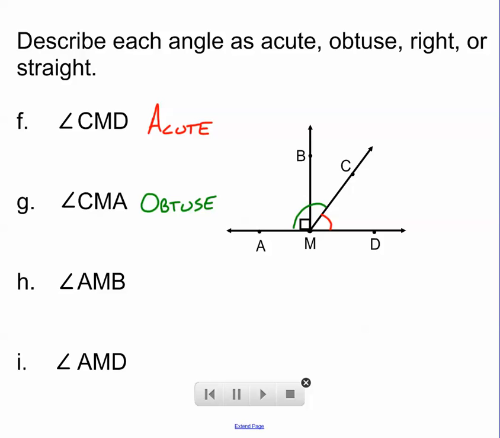How about angle AMB? AMB is that 90-degree angle right there, and I'm indicating that with the blue mark. 90-degree angles are called right angles, so they equal 90 degrees. And AMD, all the way across, some wouldn't even call it an angle, but it is. We'll call it a straight angle. So if it makes a line, it's called a straight angle.